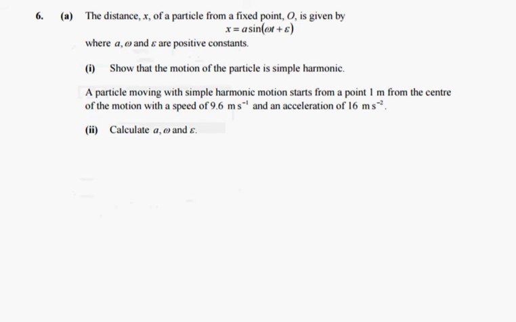First things first, the distance x of a particle from a fixed point O is given by the equation x equals A sine omega t plus e, where A is the amplitude and e is a phase constant. Show that it will undergo simple harmonic motion. So, x equals A sine omega t plus e.